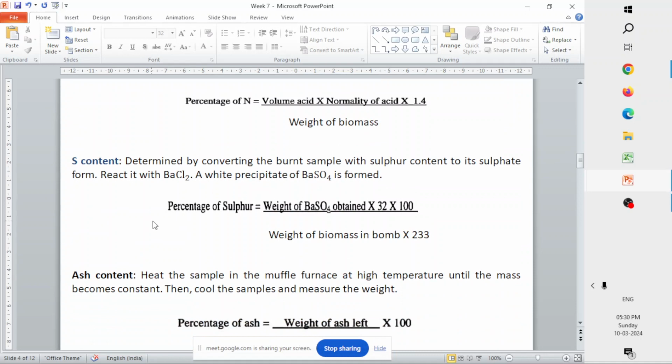Similar is the percentage of sulfur content. What you do is you take your sample and burn the sulfur. After burning, you wash it with some acidic solution to form the sulfate component. Now you react that sulfate component with barium chloride. When the sulfate component reacts with barium chloride, it will form barium sulfate.